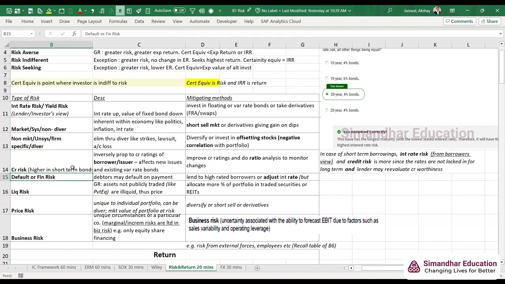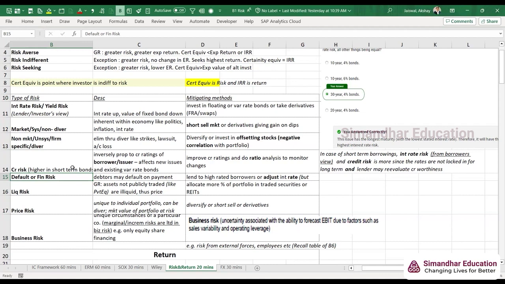So default risk or financial risk, this we all know, right? The bad debt, where we say that the debtor, the borrower or the bond issuer may default. So what can be the possible solution? That you lend to borrowers who have high credit scores, right? There is a second option also, which I don't personally like: you increase the interest rate. Okay. You add an interest rate premium. Okay. Default risk premium. Now, it will help only to a little extent, right?